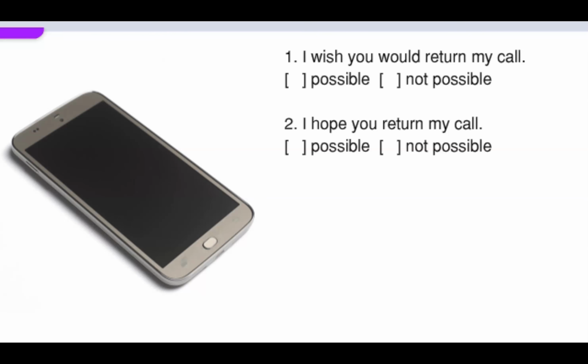Look at the picture and read the first sentence. Is it a possible situation or a situation that is not possible? Listen to the first sentence. I wish you would return my call. The first sentence is a situation that is not possible. Read the second sentence. Listen to the second sentence. I hope you return my call. The second sentence is a possible situation.